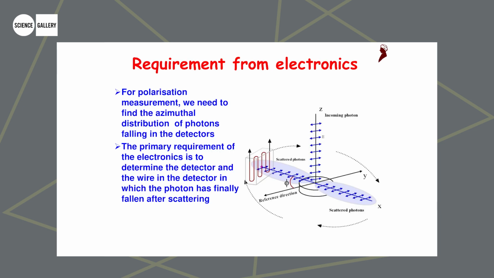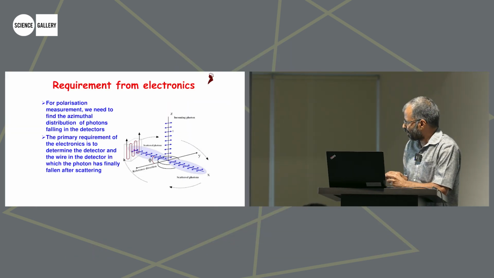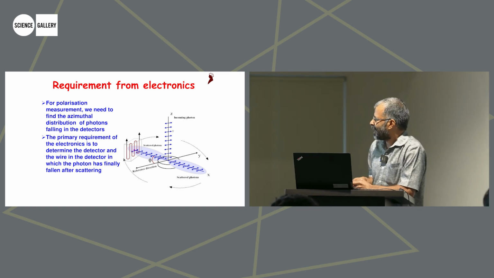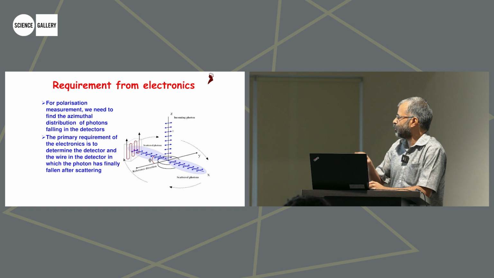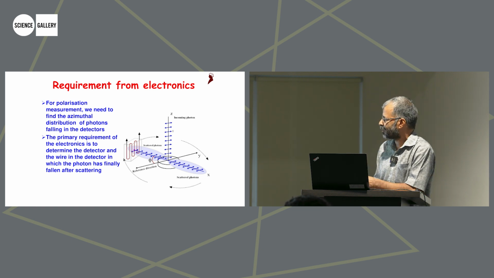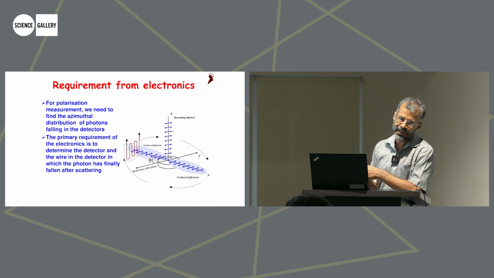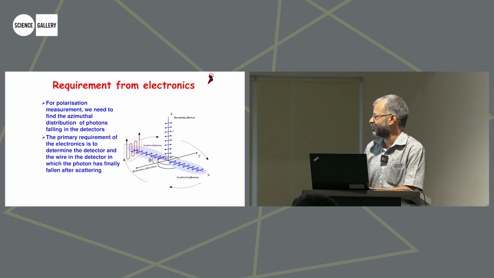For polarization measurement we need to find the azimuthal distribution of photons falling on the detectors. So, the incoming photon falls on the scatterer, and it will get scattered perpendicular to the incoming photon, and by taking one reference direction we can find out which direction they have been received in the detectors, because these detectors are rotating, on a rotating platform on the satellite.